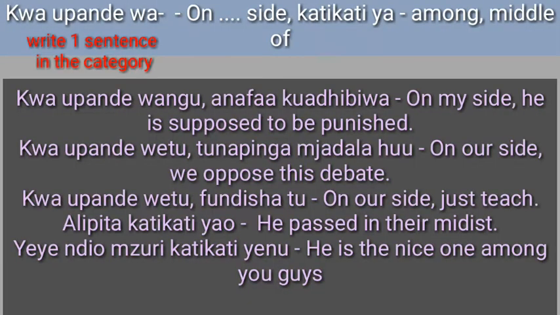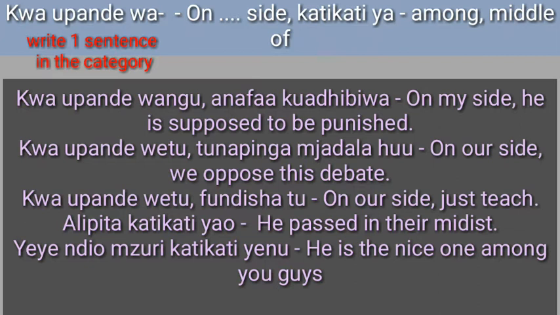Then next, kwa upande wa, on the side of, katikati ya, among, middle of, amidst. Examples, kwa upande wangu, anafaa kuadhibiwa. On my side, he is supposed to be punished. Kwa upande wetu, tunapinga mjadala huu. On our side, we oppose this debate. Kwa upande wetu, fundisha tu. On our side, just teach.